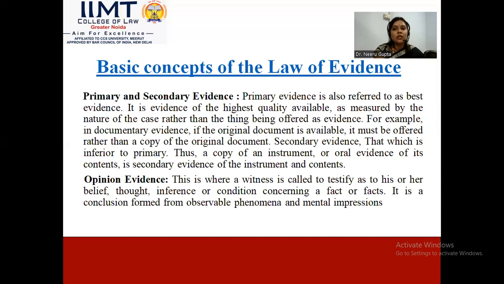Primary evidence is also referred to as the best evidence. It is evidence of the highest quality available as measured by the nature of the case rather than the thing being offered as evidence. For example, in documentary evidence, if the original document is available, it must be offered rather than a copy of the original document. Secondary evidence, which is inferior to primary, thus a copy of an instrument or oral evidence of its content, is secondary evidence of the instrument and contents.